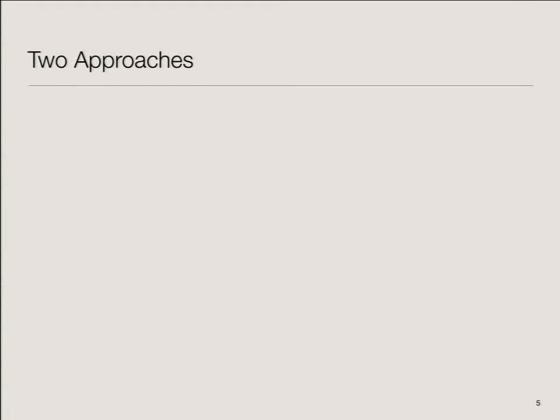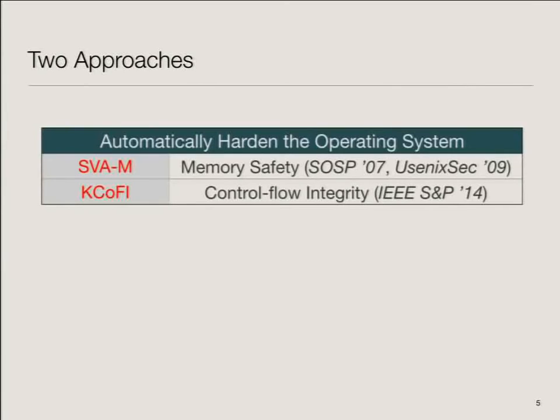Now there are two approaches to addressing this problem if you don't want to abandon existing commodity operating system kernels. So if you don't want to rewrite it, if you don't want to do massive restructuring and refactoring of the kernel. The first is to automatically harden the operating system kernel from certain classes of attack. And I've looked at this in my PhD dissertation, and built systems such as SVA-M, which enforces strong memory safety guarantees on commodity operating system kernels, namely Linux. And then more recently, the KCoFI system, which enforces a lighter weight security policy called control flow integrity on the FreeBSD kernel. Now, while these approaches are good, one limitation that they have is they only address a particular class of attacks.